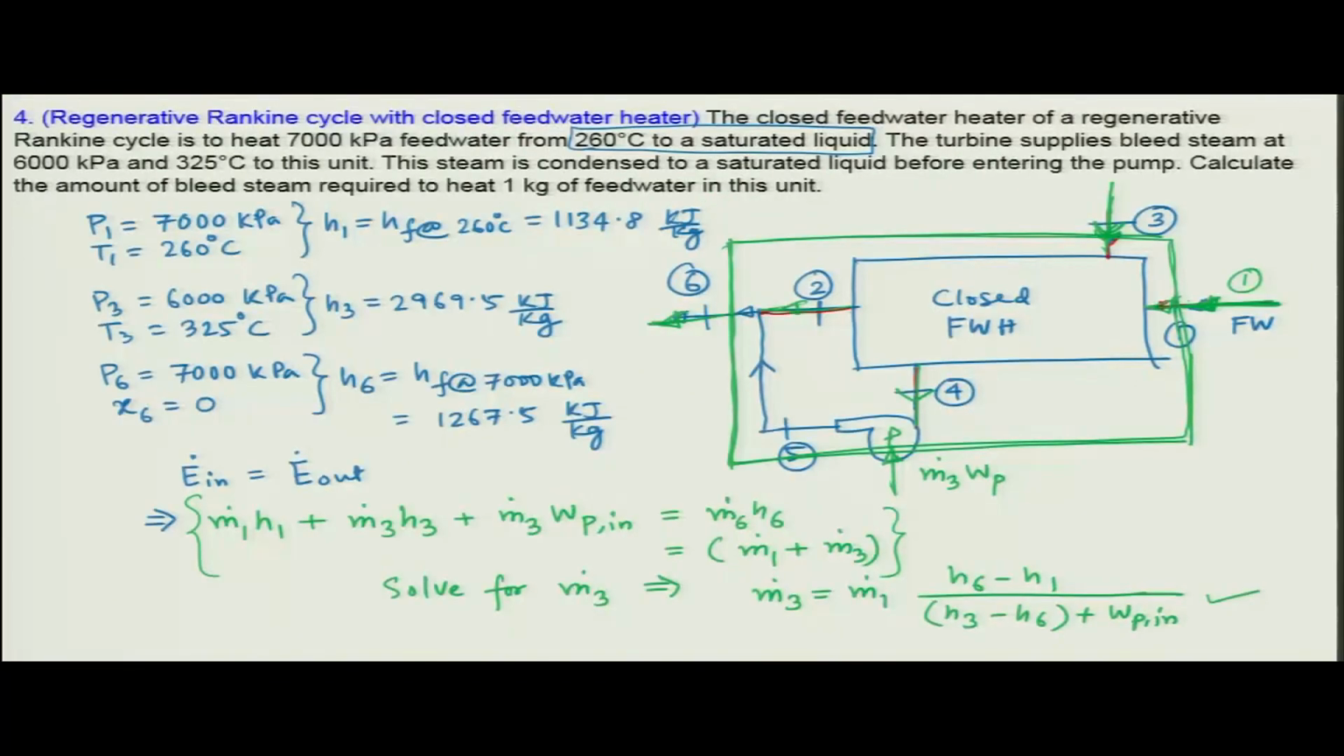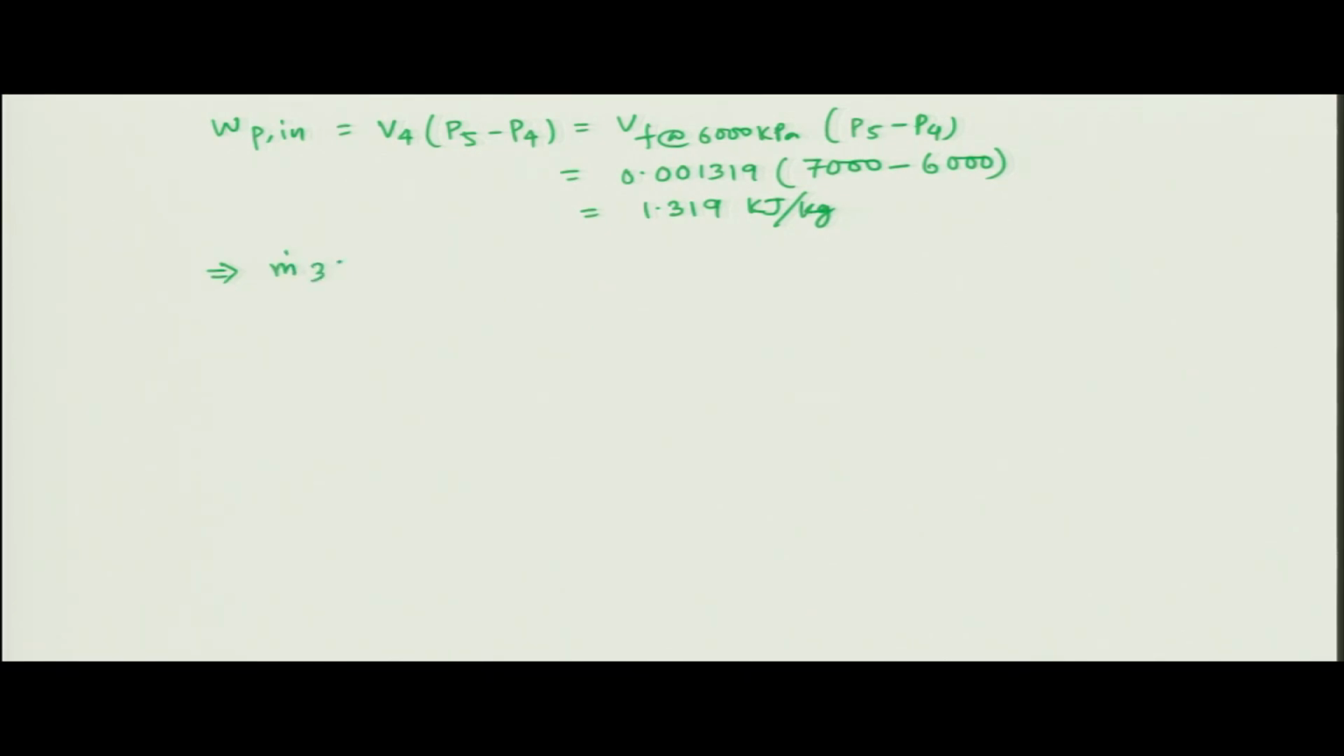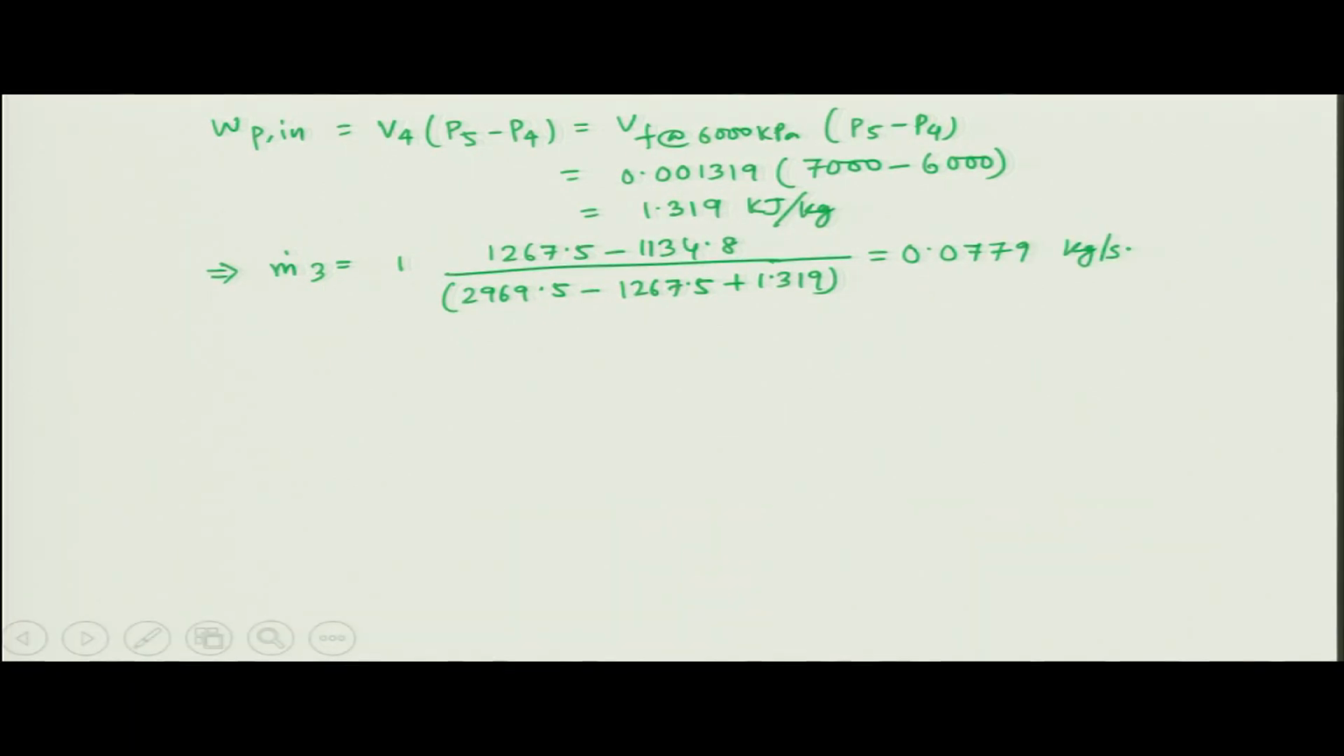Now, you substitute this pump work here, and you already know H6, H1 and H3, so you can calculate m dot 3. You also know that m dot 1 is 1 kg per second. So, m dot 3 will be 1 kg per second times (1267.5 minus 1134.8), that is H6 minus H1, divided by (2969.5 minus 1267.5 plus 1.319), that is H3 minus H6 plus the pump work. So, m dot 3 you will calculate as 0.0779 kg per second. That is the answer to this question.